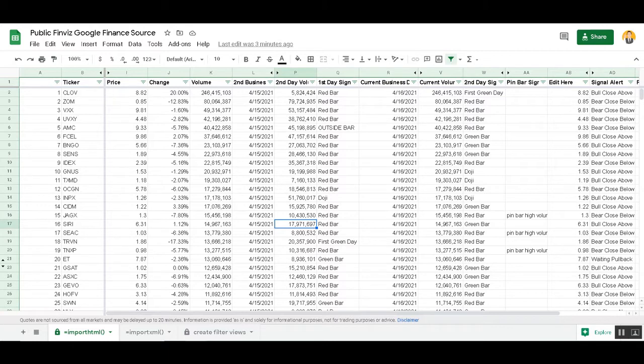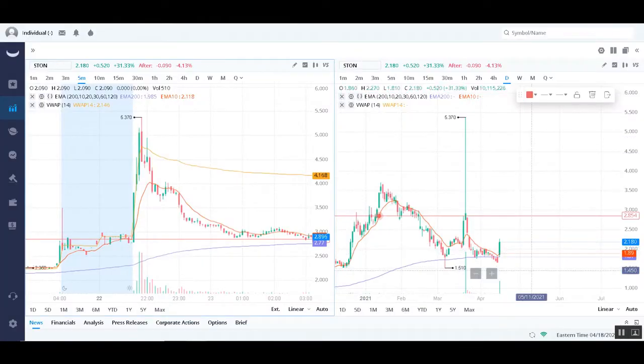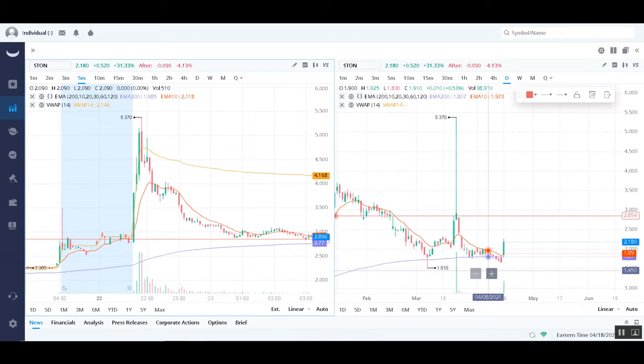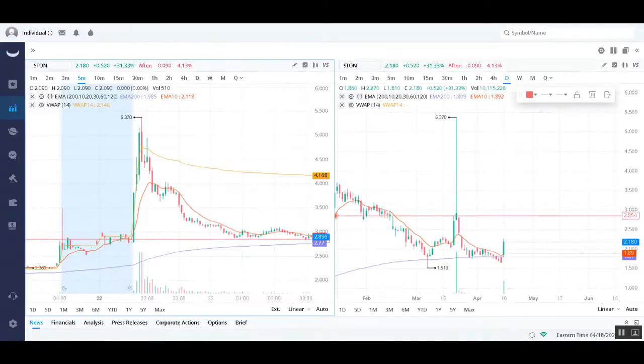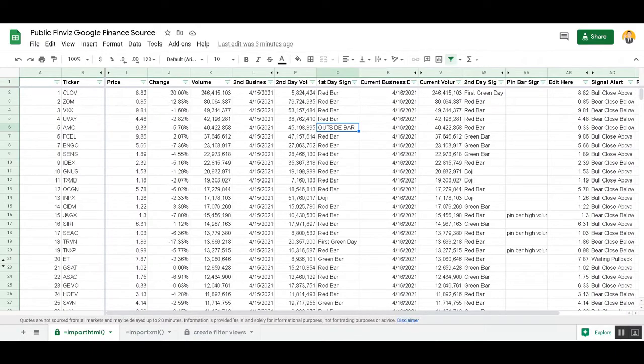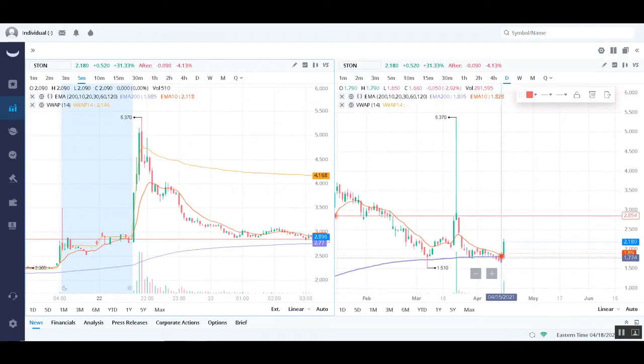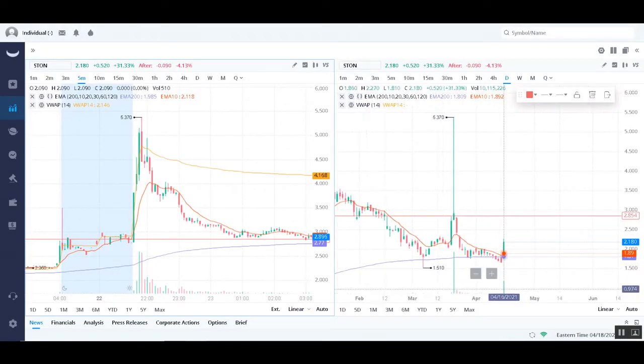in the description below, I have red bar, which is just a bare candle. I have an outside bar. It's like a bullish engulfing candle but without volume. And I have doji, which is a spinning top. And I have a first green day signal. First green day signal means like a bullish engulfing candle with significant volume.